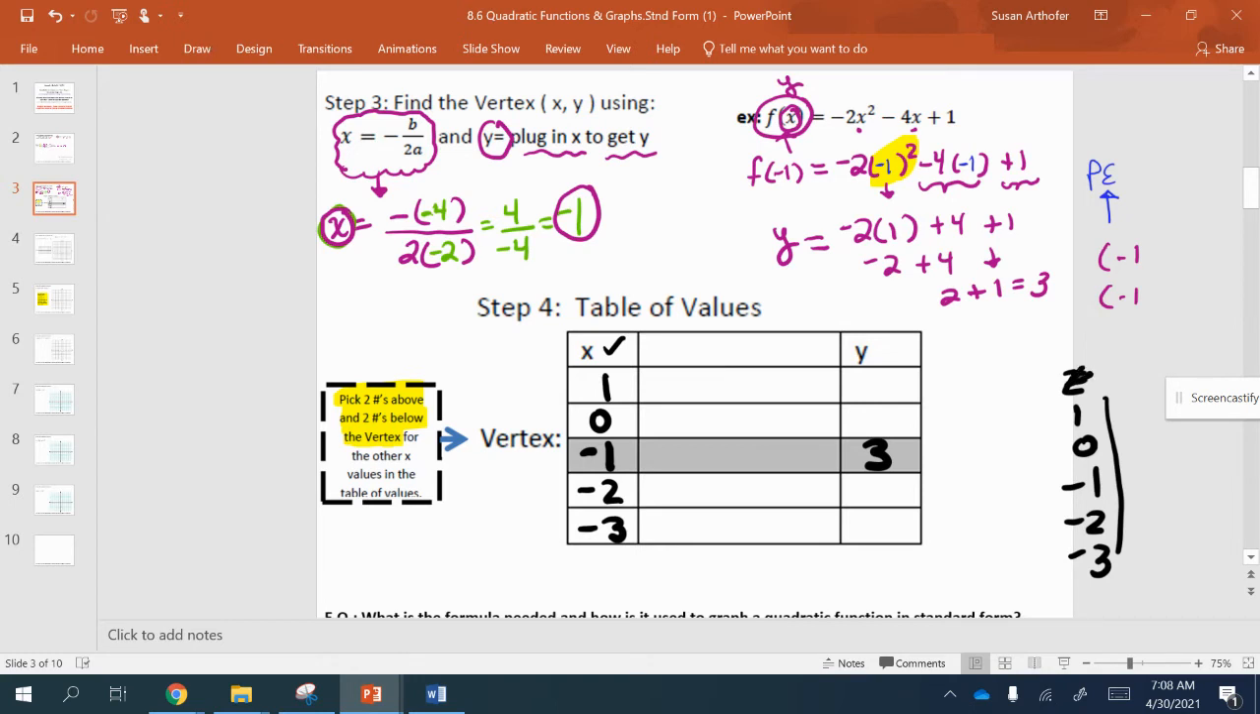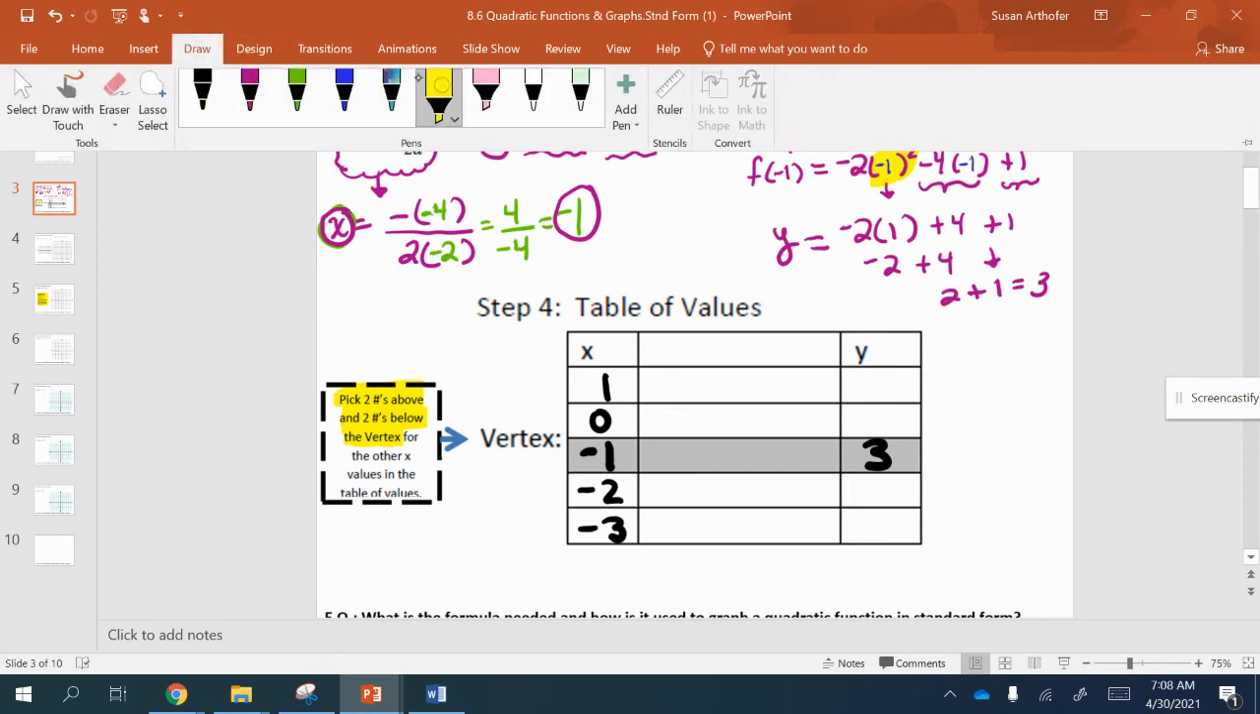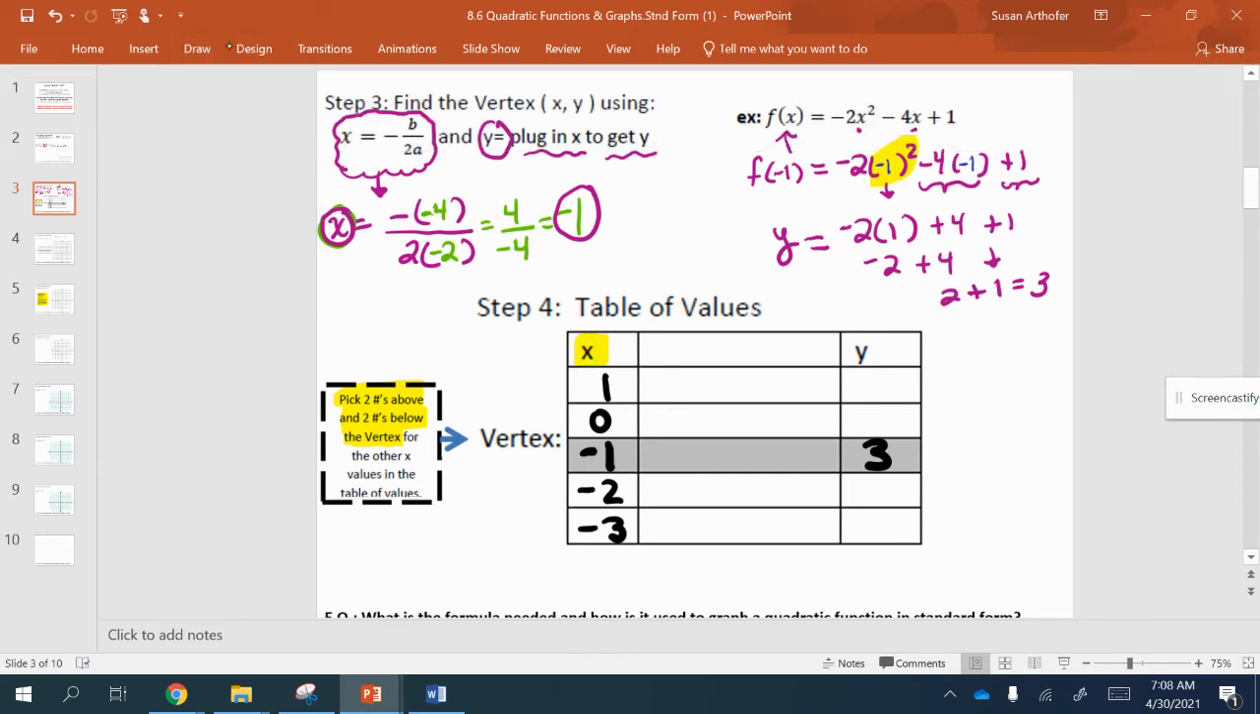Okay? So this is how you go ahead and you find the x values of your t-chart. And you know what? It's going to change every single time. The numbers that you use in the x values for the t-chart, it all depends on this equation. Okay? So now how do we find the y values? Now we just take each of these x's and plug it in.